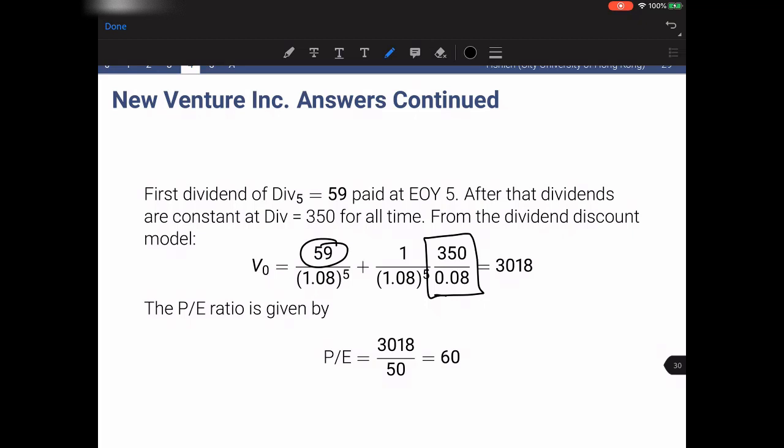So from the perspective of assuming we are in year 5, it is 350 over 0.08, and discounting that back to time 0, we simply divide 350 divided by 0.08 divided by 1.08 to the 5th power, and that gives us an equity firm value of $3,018 million. So the P/E ratio, which is just equal to the market cap divided by total earnings, is 3,018 divided by 50, which is equal to 60.